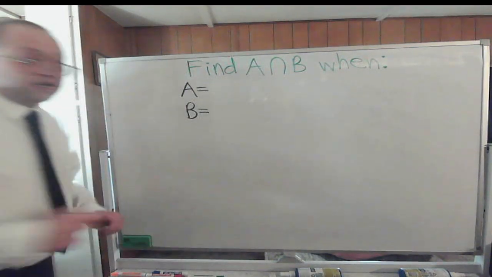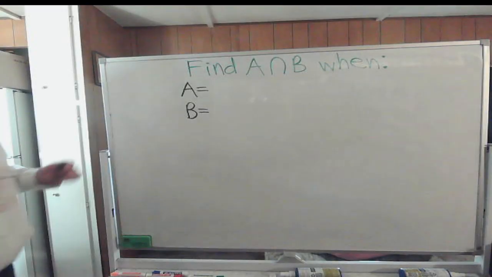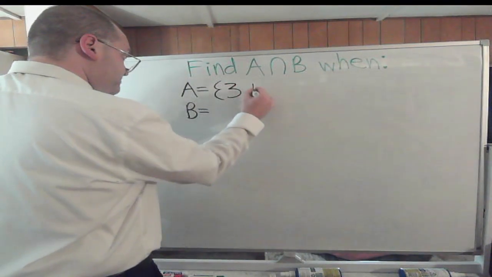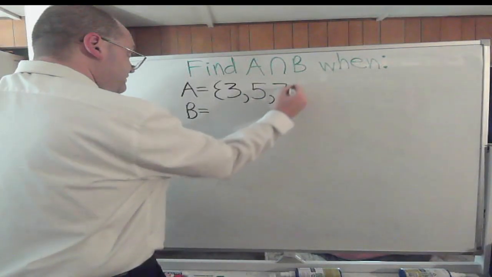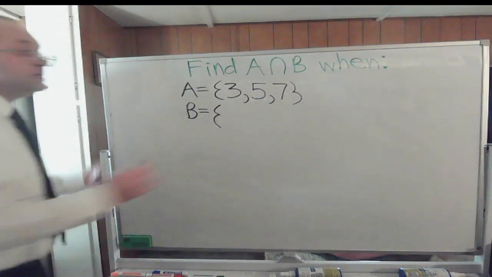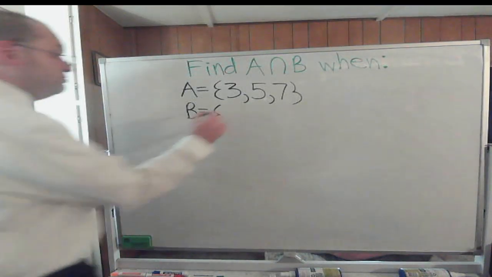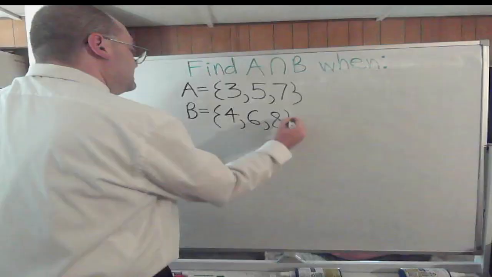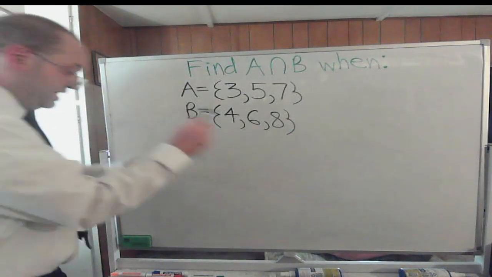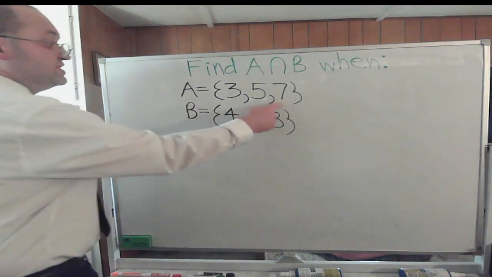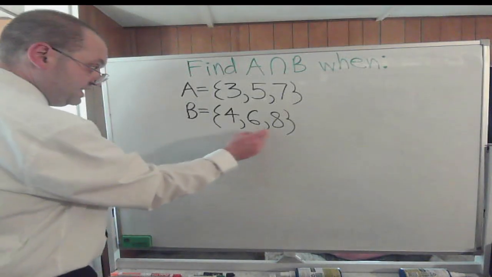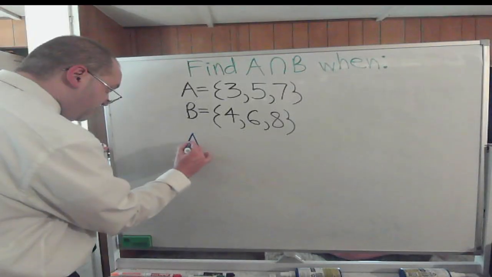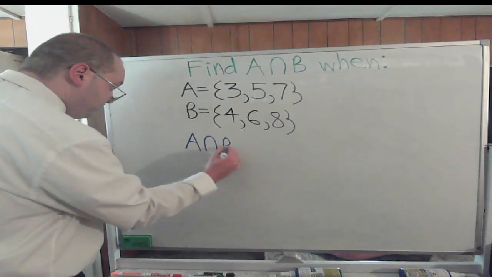Alright, got 4 more problems, then we're done. So we have the set of 3, 5, and 7 for A. Set B is going to be 4, 6, and 8. So set A has members 3, 5, and 7. Set B has members 4, 6, and 8. Well, we want to find the intersection of these two sets, where A intersects with B.